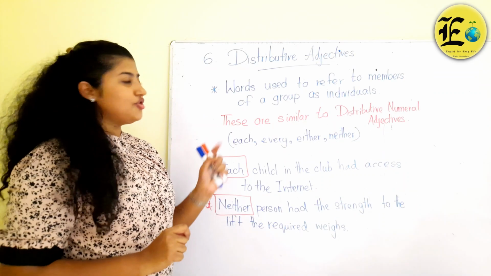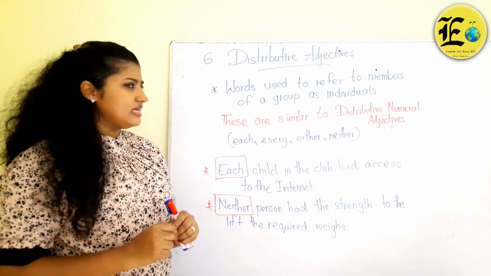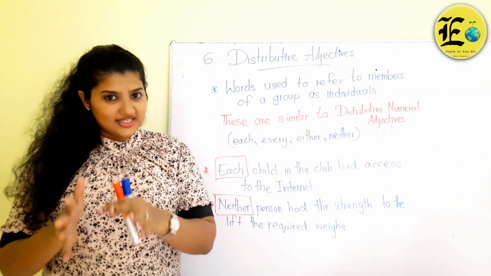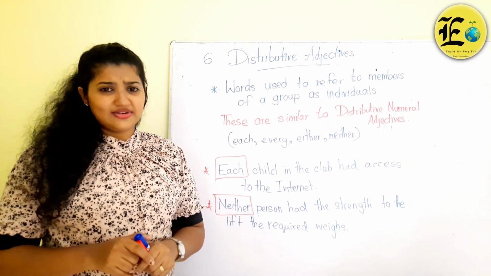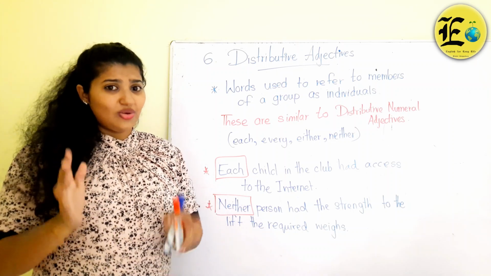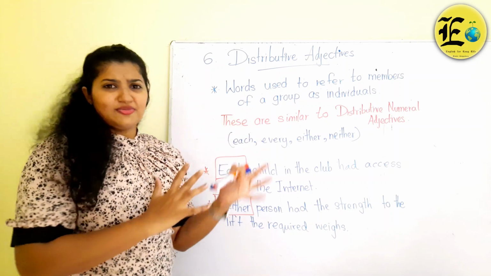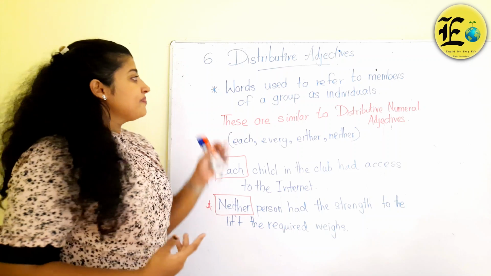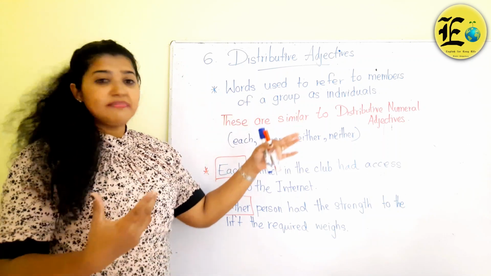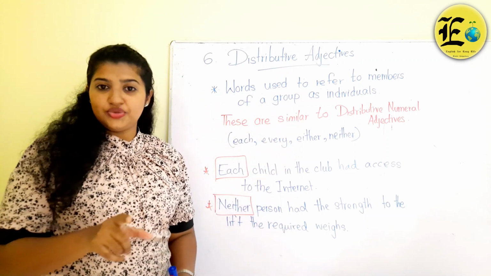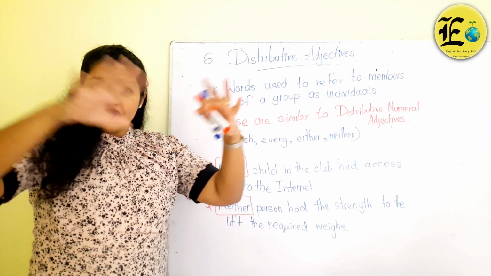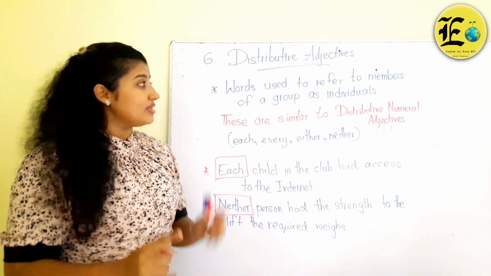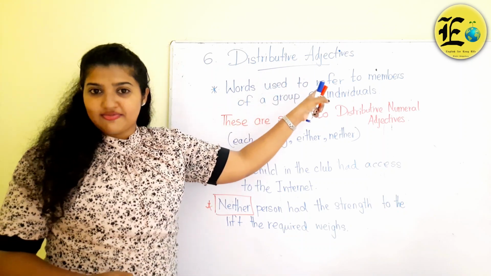The sixth important topic is distributive adjectives. As you remember earlier, when we discussed numeral adjectives, we said that each also belongs to a distributive adjective. So now let us see what this distributive adjective explains. Words used to refer to members of a group as individuals. So it's a whole group, but we consider the members of the group as individuals by using a distributive adjective.